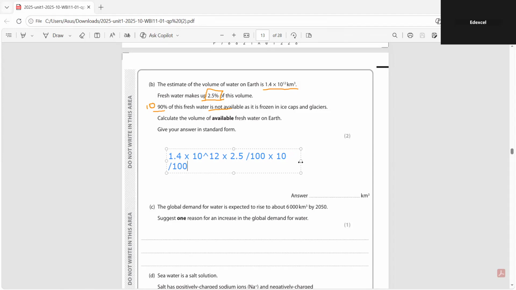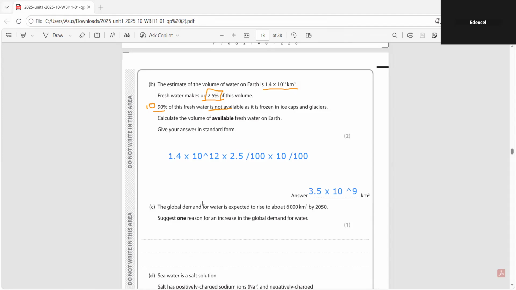So you will get the answer as what? 3.5 times 10 to the power 9. So this is the answer that you will get. They have already written the units, so you don't have to write it again. So let's move on to the next question.